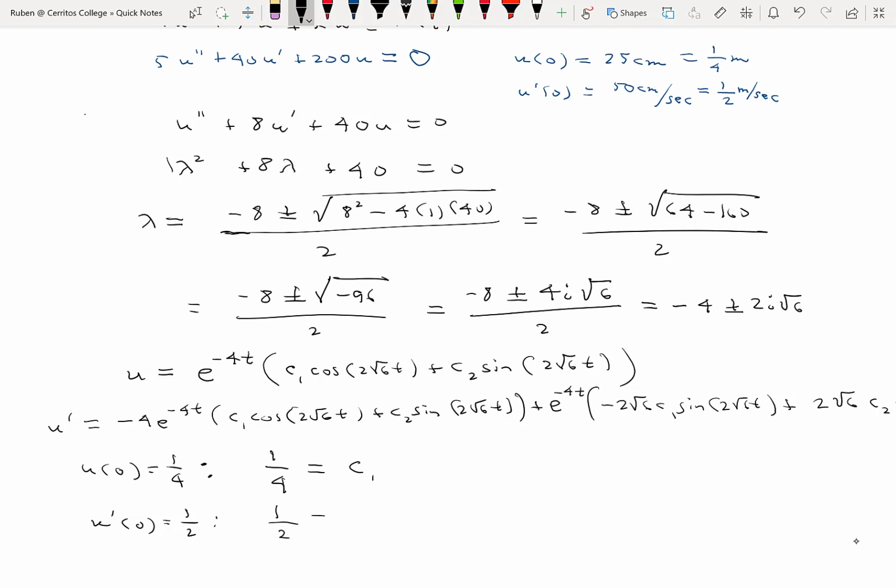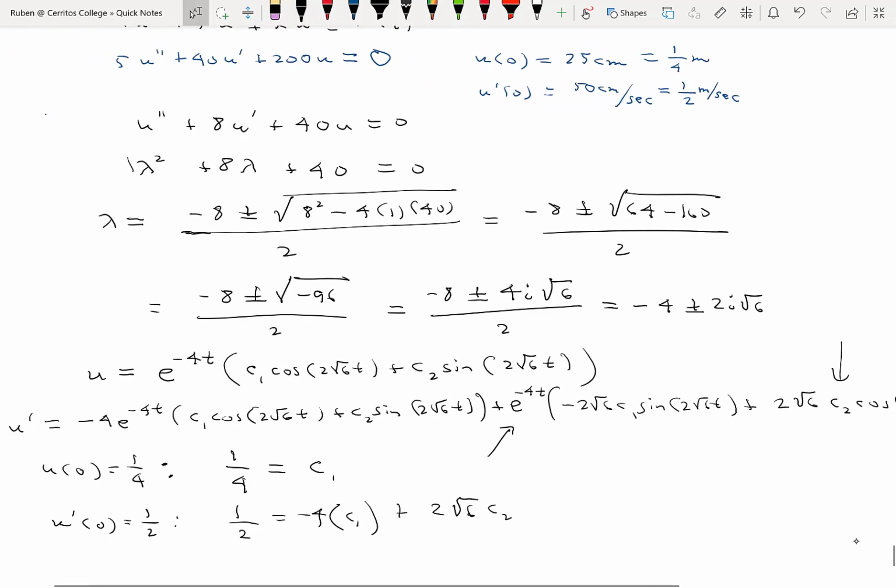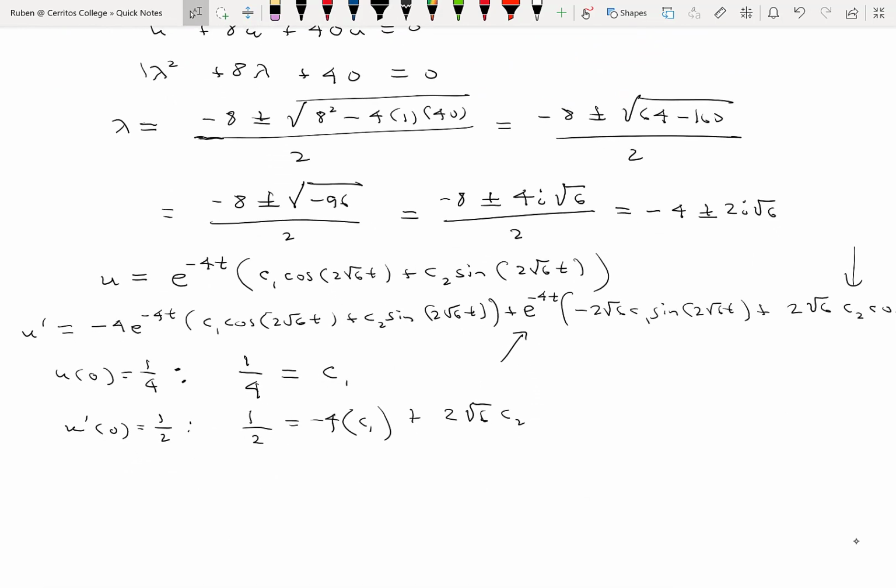So u prime equals 1/2 when t equals 0. e to the 0 is 1, so I get that -4. In the first set of parentheses, cosine of 0 is 1, so -4 times c1, the sine of 0 is 0, plus, now in the second major term in u prime, e to the 0 is 1 again, sine of 0 is 0. The only thing I'm going to get from this is an additional 2 radical 6 c2 from the cosine term, and cosine of 0 is 1. Wasn't that kind of easy compared to simplifying algebraically first?